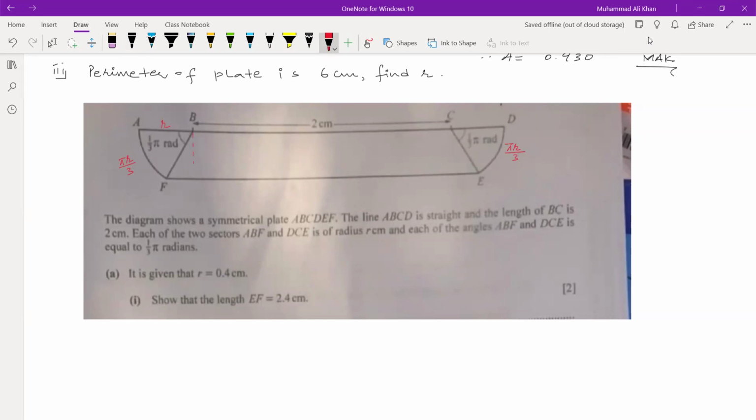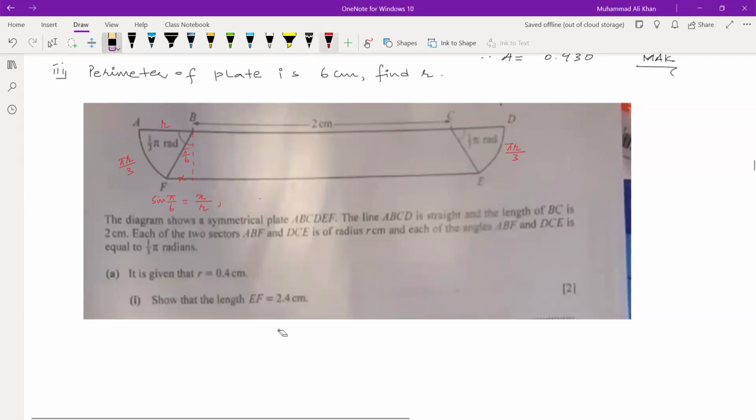Here, the angle is pi by 6. And if we need to calculate the opposite value, then by using sine pi by 6 equals opposite x over hypotenuse R. Therefore, x equals R times sine pi by 6. So sine pi by 6 is 1 upon 2.